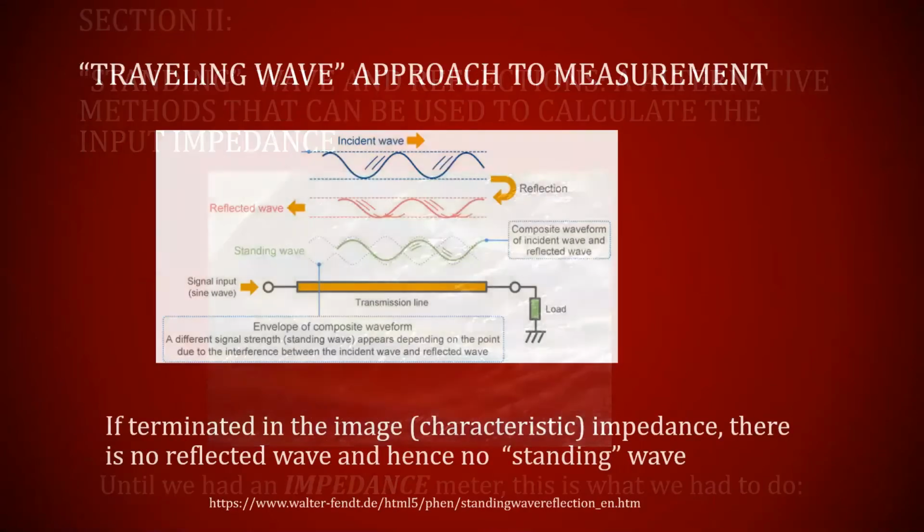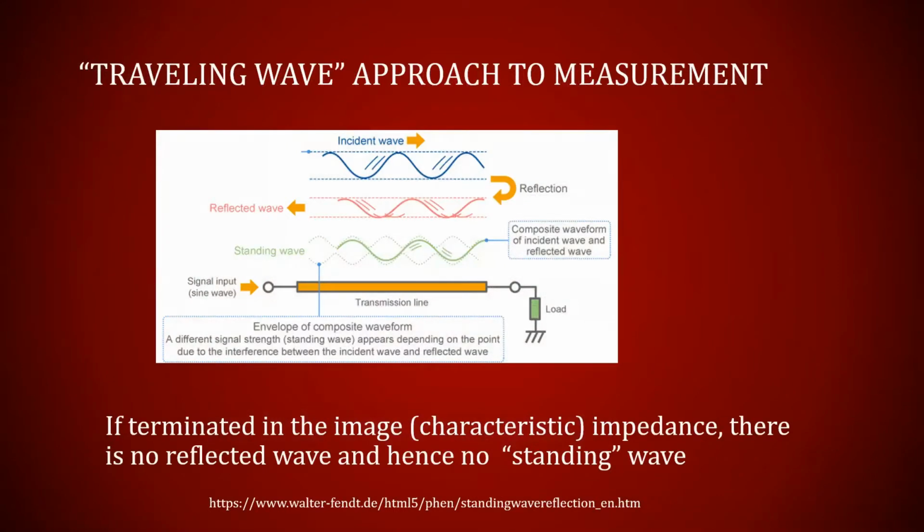So very briefly, we have a forward wave, we have a reflected wave, and then we have a standing wave. Down here at the bottom, if you really want to see a good animation that explains it to you, I'd recommend you copy and paste this into your browser and take a look at it and get a feel for what the standing wave is. With a perfect load, if we terminate in the characteristic impedance, remember there is no reflected wave, so therefore there is no standing wave to create an interference pattern.